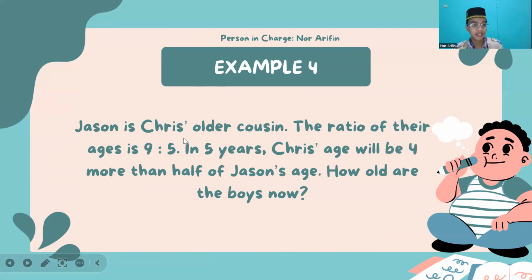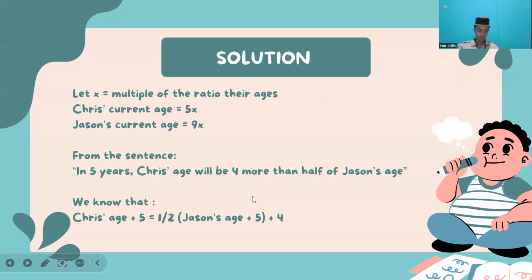Next, example 4. Jason is Chris' older cousin. The ratio of their ages is 9 to 5. In 5 years, Chris' age will be 4 more than half of Jason's age. How old are the boys now?